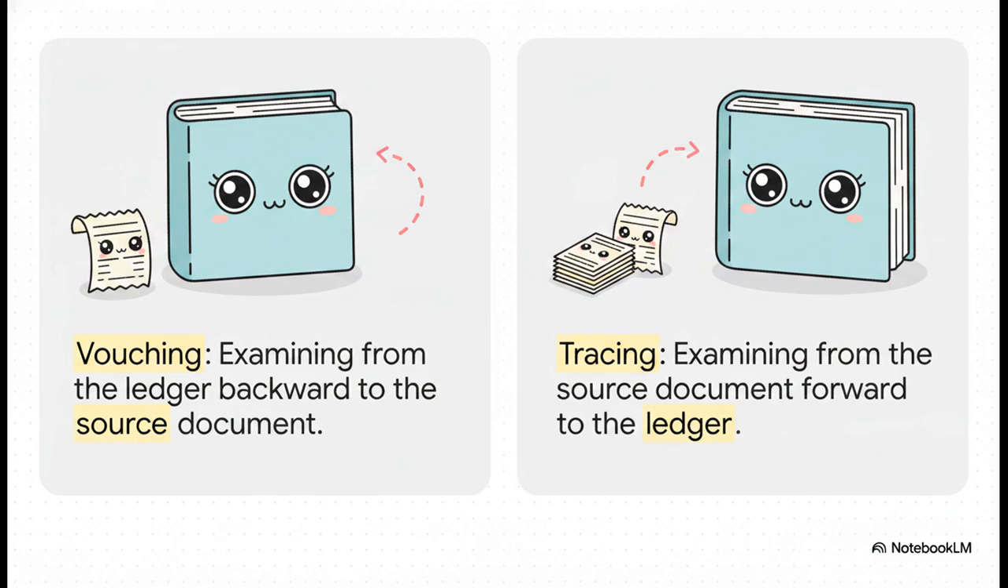Vouching means you start at the ledger, the final numbers on the books, and you track backwards to the original receipt. This proves the transaction actually exists and isn't just some fictitious revenue made up by management. Tracing, on the other hand, goes the exact opposite way. You take a stack of original receipts from the warehouse floor and trace them forward into the ledger. That ensures absolutely nothing was left out, successfully proving completeness.